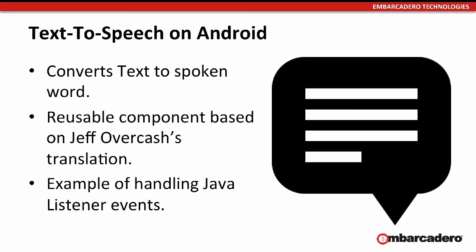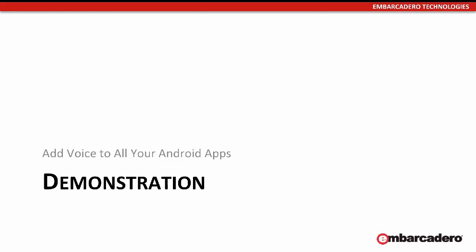So text-to-speech on Android, this is actually based on Jeff Overcash's translation he did, and I created a reusable component that you can use that you just call the text-to-speech say, and it says whatever you tell it to say. And also, if you look in the code for this, it's an example of handling Java listener events. So that could be useful as well. So now let's do a demonstration of voice in all your Android apps.